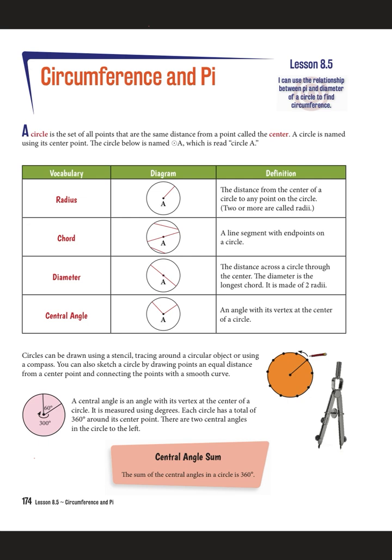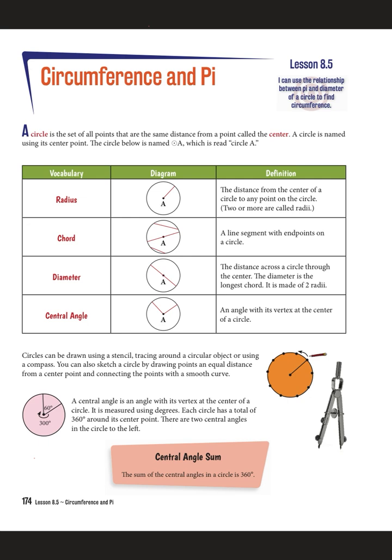By the end of this video, I want you guys to be able to use the relationship between pi and the diameter of a circle to find the circumference. So a circle is the set of all points that are the same distance from a point called the center. A circle is named using its center point. The circle below is named Circle A.